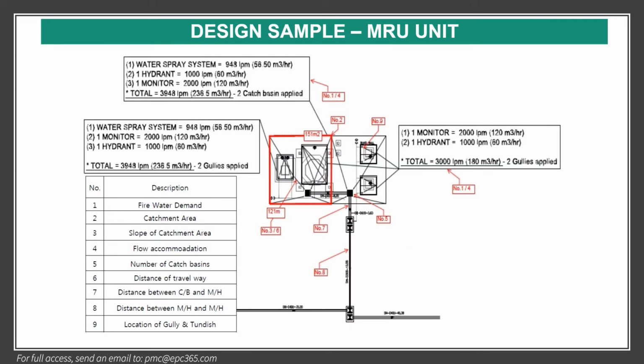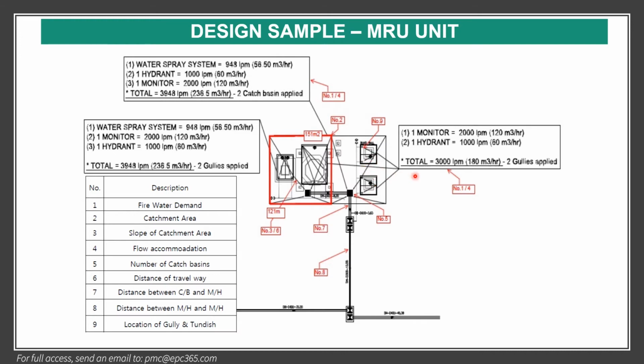So now I show you how this is in the MRU unit. The MRU unit was protected by the deluge. It required 56 cubic meters per hour. There is a hydrant and there is one monitor working in this area, and as a whole we have 236 cubic meters per hour. We have the required flow rate, and each catch basin should be a maximum of 120. You divide this by 120, we have 2 catch basins here.